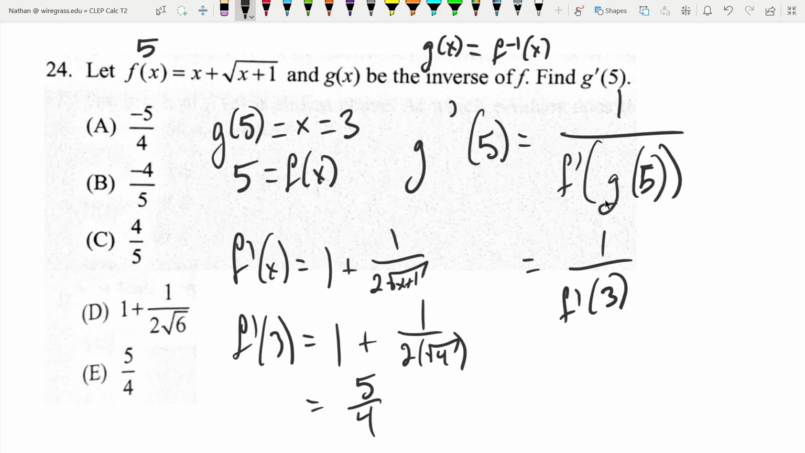But this is not what we're trying to solve. We're trying to get 1 over 5 over 4, which is going to be 4 over 5. The answer is C.